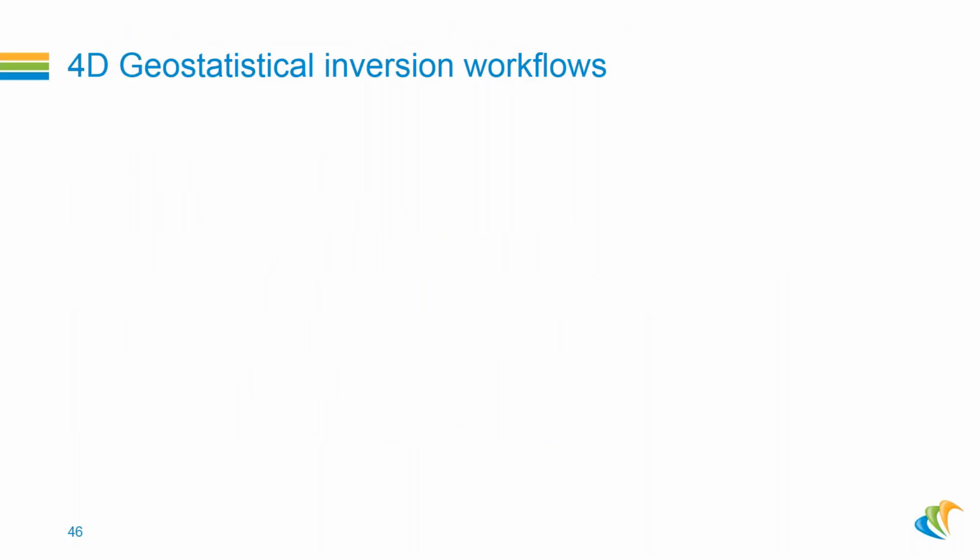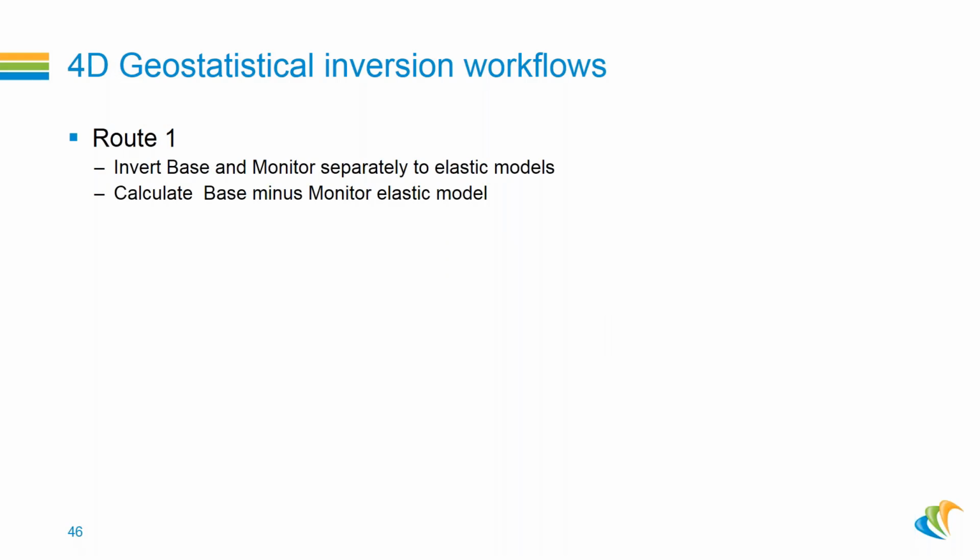Example workflow could be route 1, which is to invert base and monitor geostatistically, separately, to elastic models, and calculate the difference of the elastic models. That's one route, simple. Another route is the same as deterministic: use the different seismic data, which is monitor minus base, and invert using that different seismic.